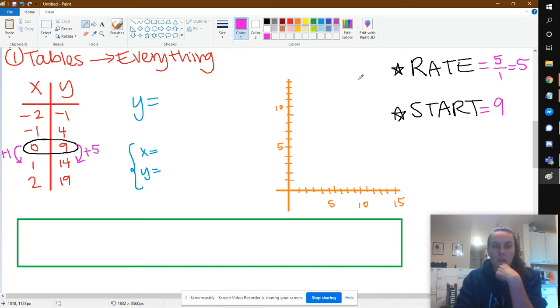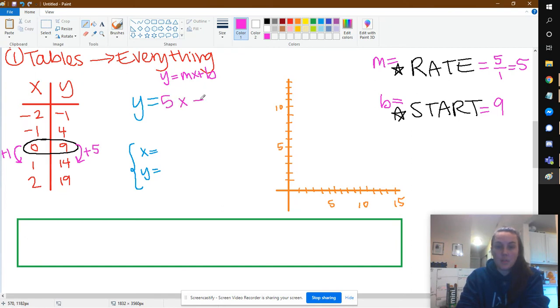Perfect. Okay, I think we should do equations next, where we know that the rate is always m, the start is always b, and we're looking for y equals mx plus b. So here it is 5x plus 9. We're just grabbing this number from the rate and grabbing this number from the start. All right, once we make our situation, we're going to define our variables here, but we're going to wait on that until we actually know what our x and y are representing.